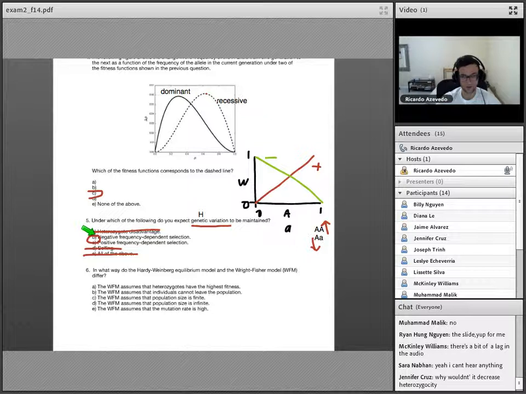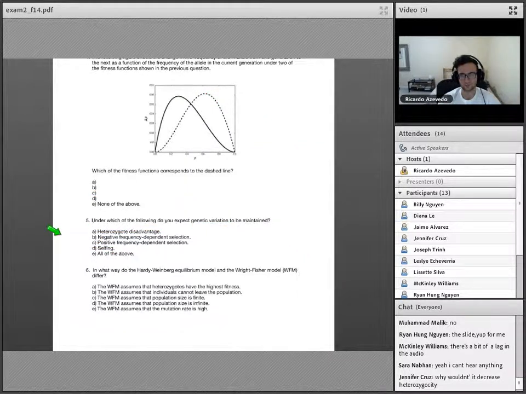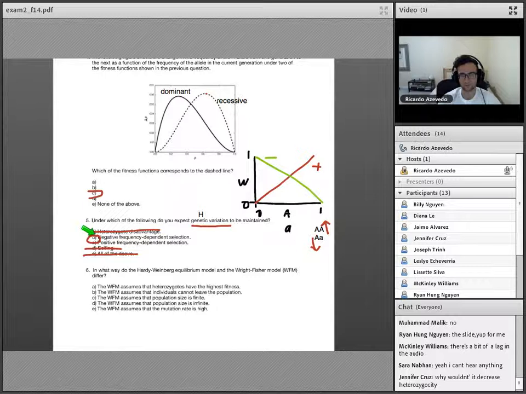Jennifer asked why negative frequency dependence doesn't decrease heterozygosity. So let's say you are here, right? You have very low frequency. Your fitness is as high as it gets. But as your frequency increases, your fitness value just goes down, right? So then selection is going to become weaker in favor of you. So the alternative allele is going to be selected for as well.